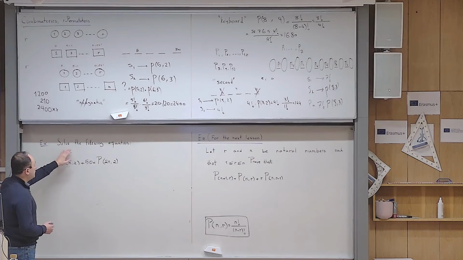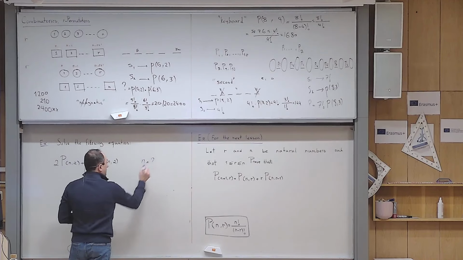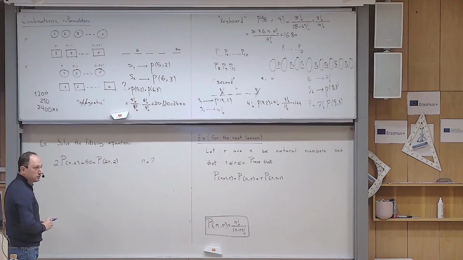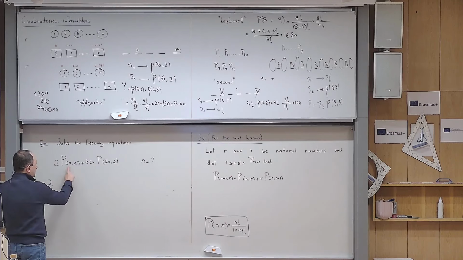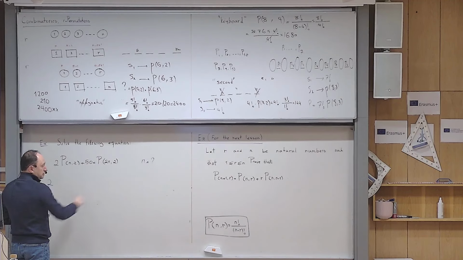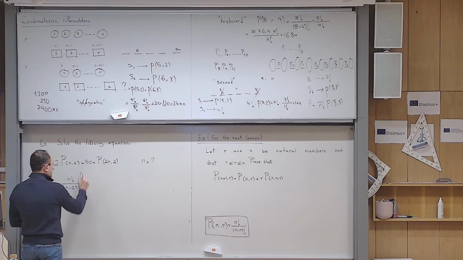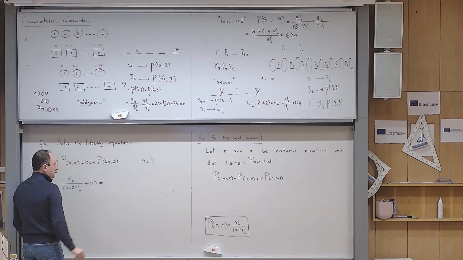I want to solve the following equation. It means that I am supposed to find what n is. The only thing that I have in my hand is that formula. So here I just copy and paste 2, but P(n, 2). n is the same as n, but instead of r, I put 2 everywhere in the formula. So it becomes 2 times n factorial over (n minus 2) factorial, and then I have plus 50 equals to, what should I write here?